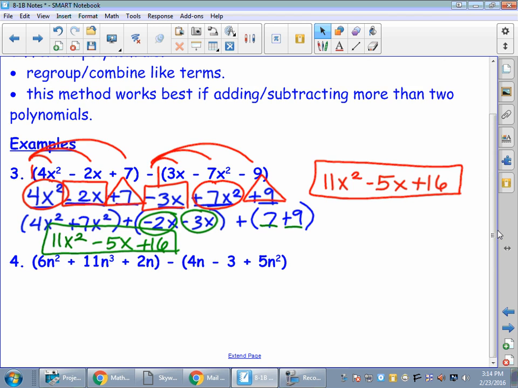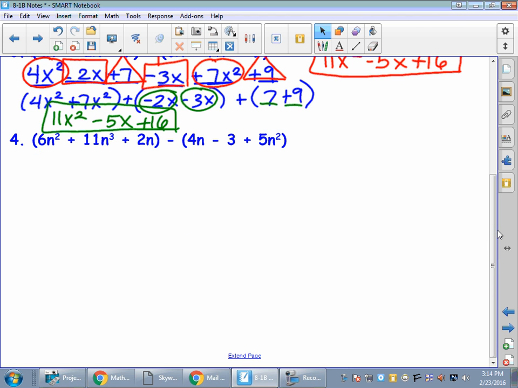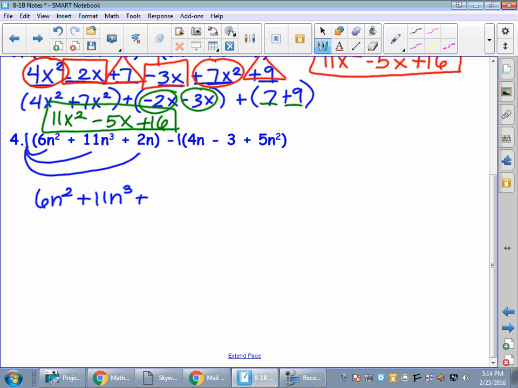All right, let's try number 4 here. So again, we got a positive 1 outside here and a negative 1 outside here because it's a subtraction. So this first group, when I distribute a positive 1 through, I'm going to get a 6n squared plus 11n cubed plus 2n, just gets rid of the parentheses. And then when I distribute a negative through this set of parentheses, everything's going to change to the opposite sign. Negative 4n, positive 3, negative 5n squared.